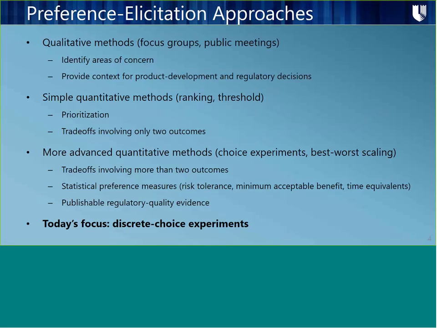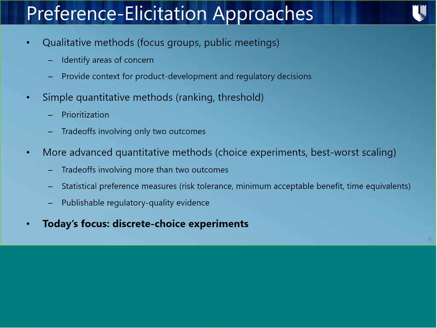So in terms of the specific methods, we discussed this a little bit last time. Qualitative methods include focus groups and public meetings. They help us identify areas of concern, and they help us provide a context for the product development and regulatory decisions. In other words, it allows us to understand the context under which we should be eliciting specific pieces of information.